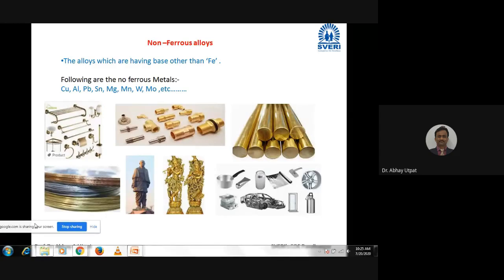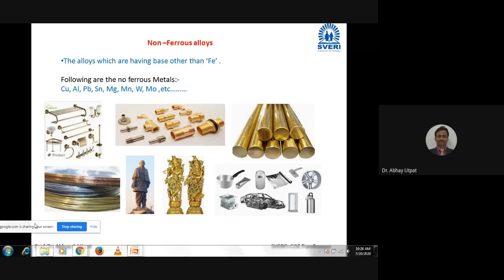You know the recently built Statue of Unity. You might have seen the construction of Statue of Unity. A number of sheets are fitted there, so this complete part is not solid. Otherwise, it would have been very difficult. Try to understand. You can go and Google. You'll see the construction of Statue of Unity, where thick sheets are actually used and fitted. But that is also made up of bronze.